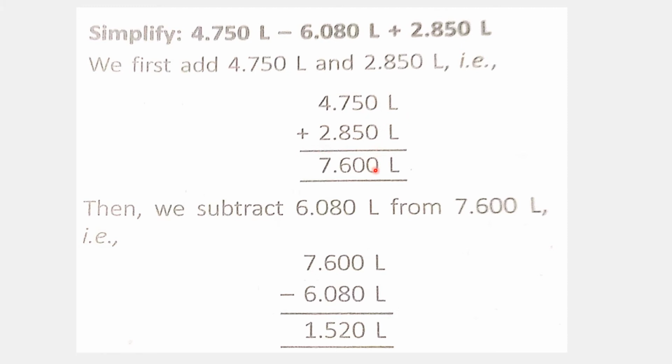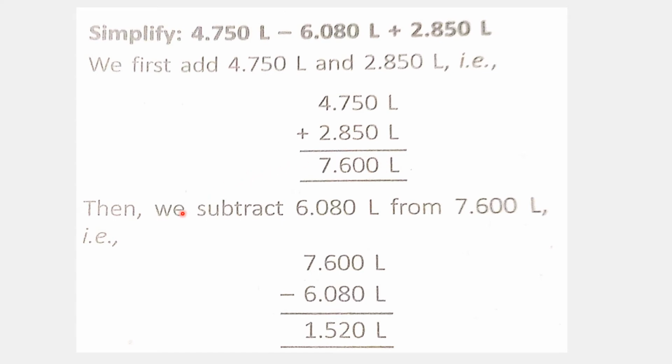0 plus 0, 0. 5 plus 5, 10. 0 carry 1. So 8 plus 7, 15 plus carry 1, 16, 6 carry 1, 4 plus 2 is 6 and carry 1, 7. So the answer on adding comes out to be 7.600 liters. Then we will subtract.